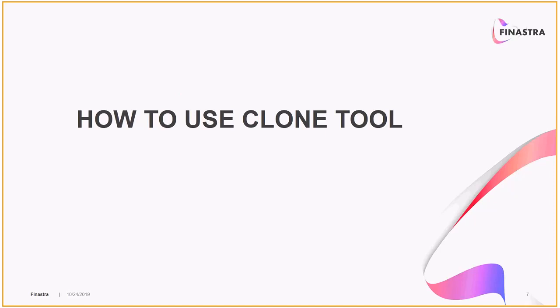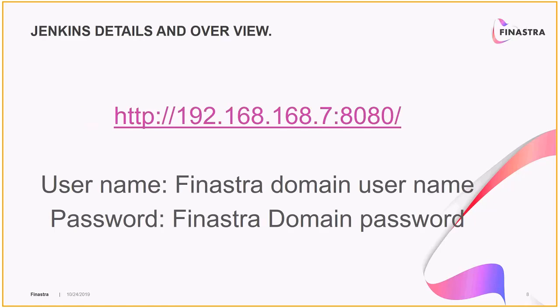Okay, so once you create the schema, then you can use that same schema in the clone tool if it's a new environment. Okay, so this is the Jenkins link, which we already saw earlier. For Jenkins, the username is the Finastra domain username, and the password is always what we use for our Outlook, the mail password. Basically, the Finastra domain password in Pune is different, and the Outlook password is different. So we always have to use the Outlook password.